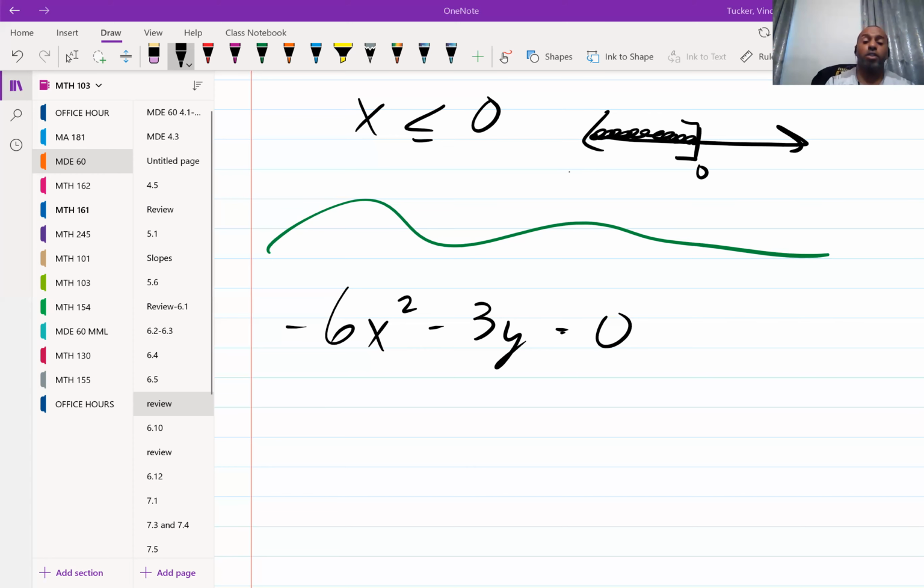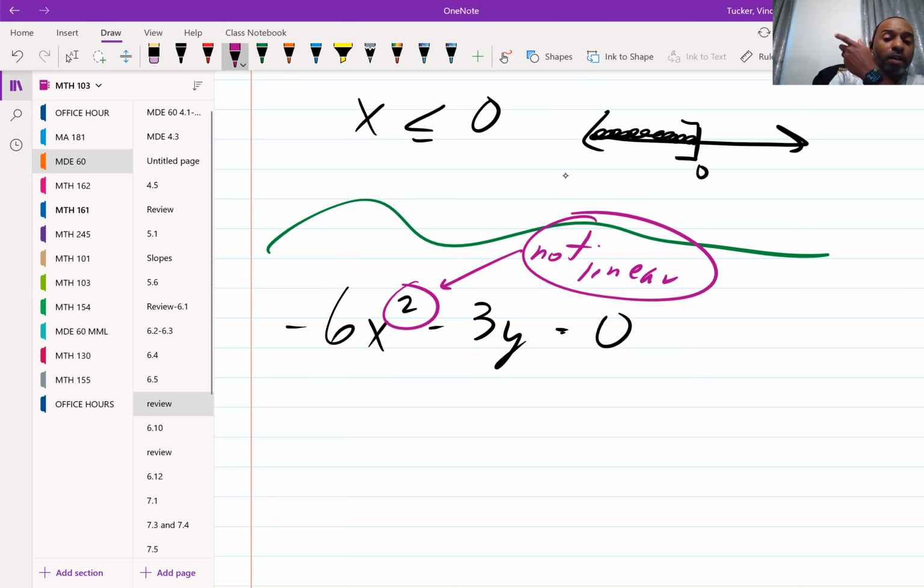Okay, cool. So you want to know, is it a linear equation or not? If it was a linear equation, it would not have this square up here. Because of the square, it's not linear. A linear equation is just going to have the power of 1 on both of your variables. If any of those powers are different, then it's not linear. If it was negative 6x minus 3y equal to 0, then that should be linear. So you want the power of 1 on both of your variables.